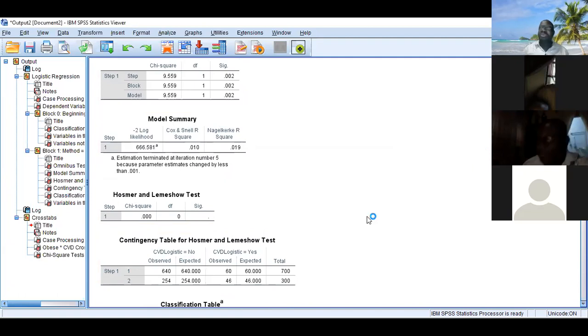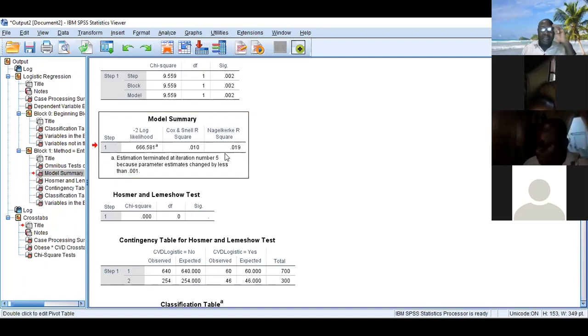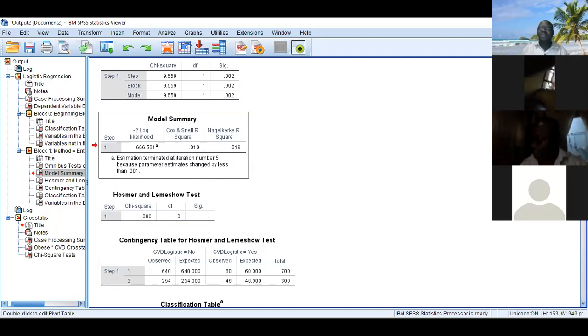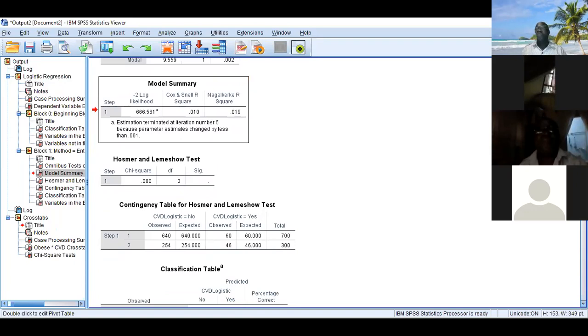There are many different pseudo R squares, but we have two types that this output is showing. Look at it now. This is telling you that between 1% and 1.9% of the outcome variable is due to the exposure variable. But it's not as powerful as the real R square, the real coefficient of determination.